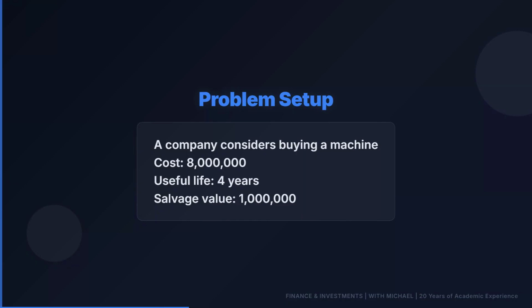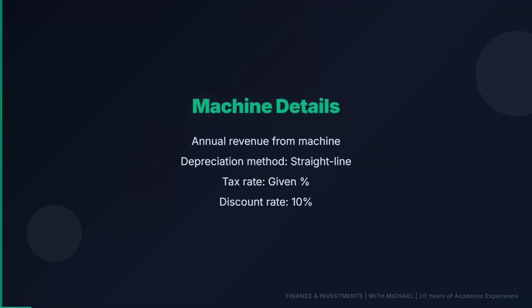The machine will generate profit every year of 2.8 million. The tax rate is 20%. The cost of capital is 10%. Should the company buy the machine? In other words, consider the depreciation. This is a question that needs to be built.